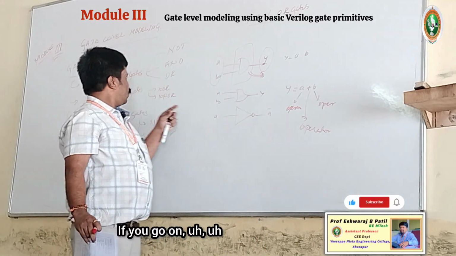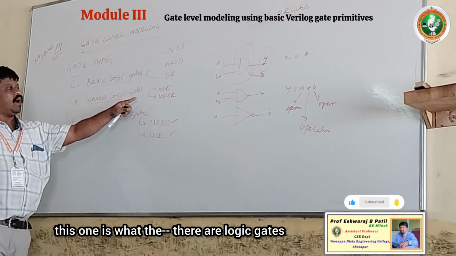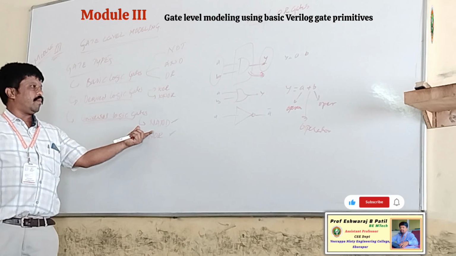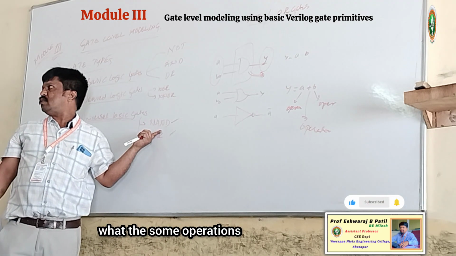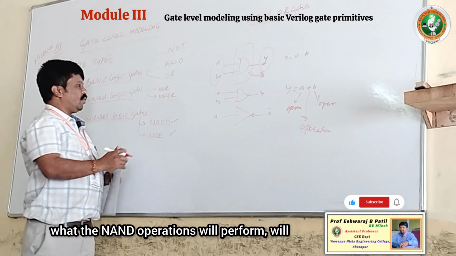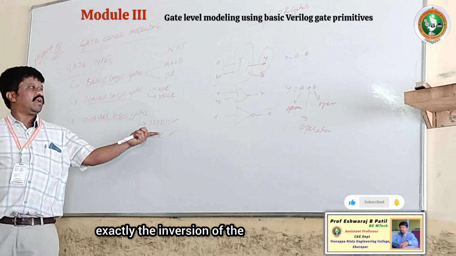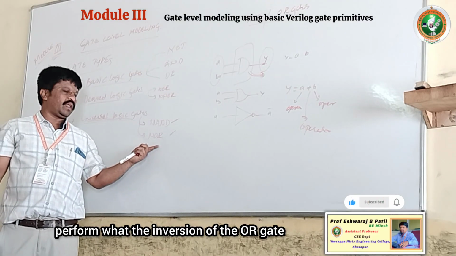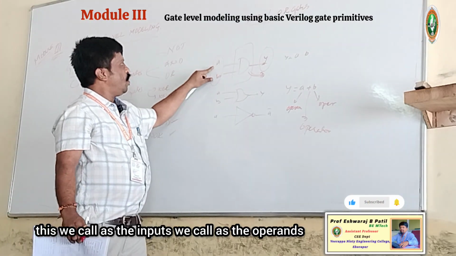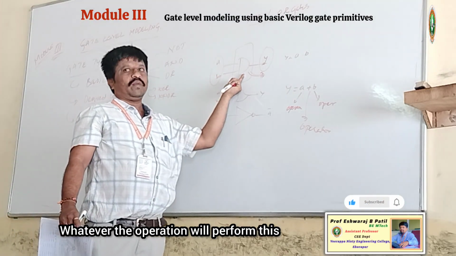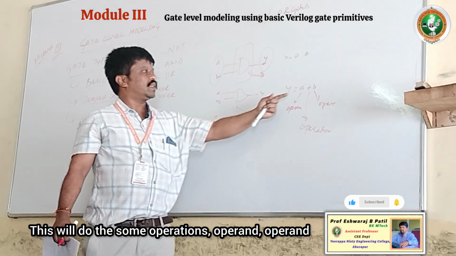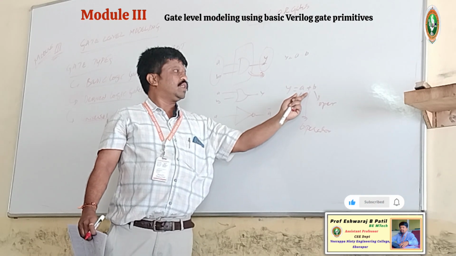The derived logic gates will have a different operator, and XOR will have some other operator. The NAND gate will also perform some operation, exactly the inversion of the AND gate, and NOR will perform the inversion of the OR gate. Whatever we have as inputs we call the operands. Whatever operation the logic gate performs, we call the operator. The operands go in, this is the output, and this we call the operator.